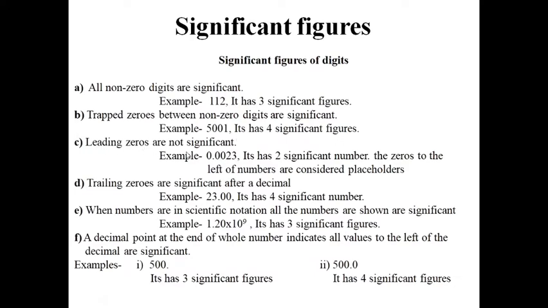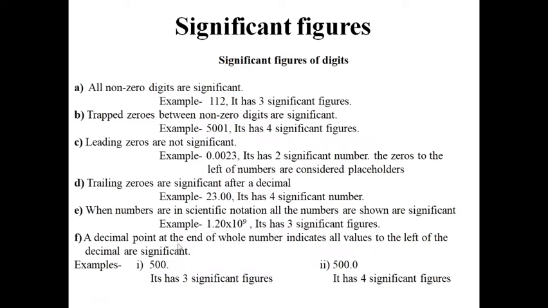Leading zeros are not significant. Here all the leading zeros are not significant. Only 2 significant numbers are here. Trailing zeros are significant after a decimal, like that. Here it has 4 significant numbers. When the number is in scientific notation, all the numbers shown are significant. Here 1.20 times ten to the power is a scientific notation. It has 3 significant figures.